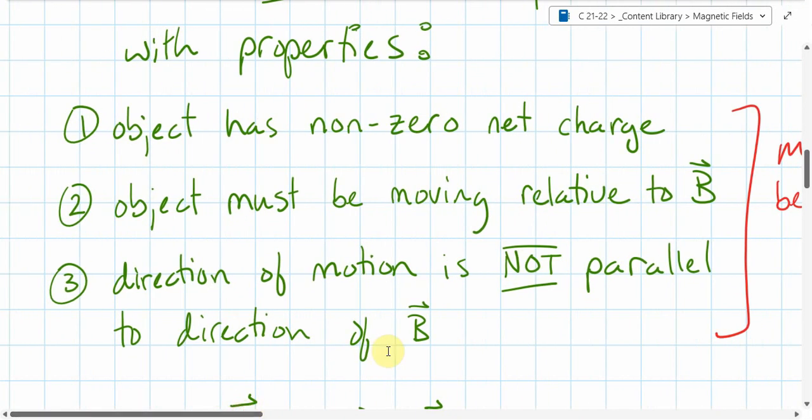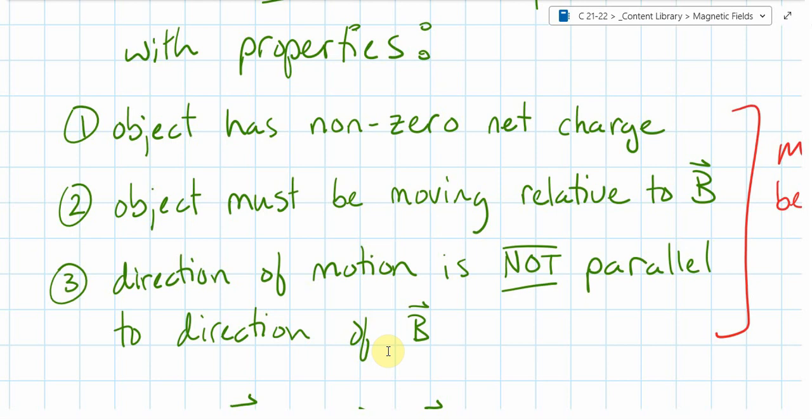Okay, so number one, the particle has to have a non-zero net charge. So it's a charged particle, okay? Number two, that charged particle must be moving relative to the magnetic field. That's a little weird, but that's true. A charged particle just sitting there at rest relative to the magnetic field will not feel a force from the magnetic field. But a charged particle that is moving, and number three, it is moving in a direction that is not parallel to the magnetic field.